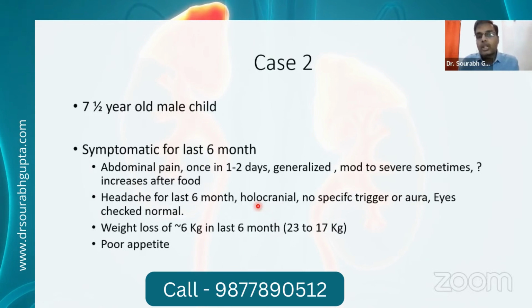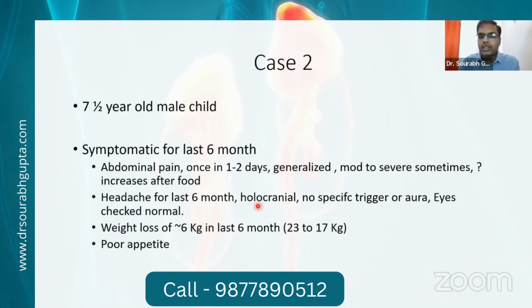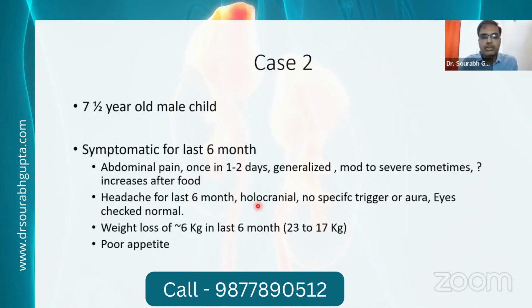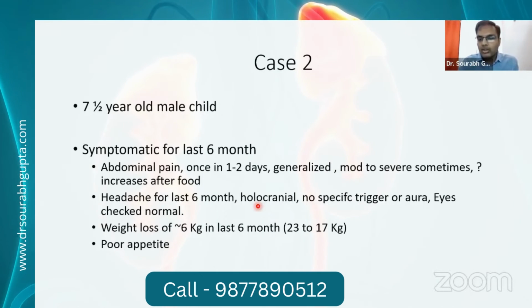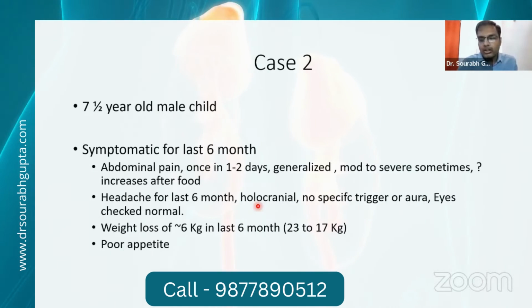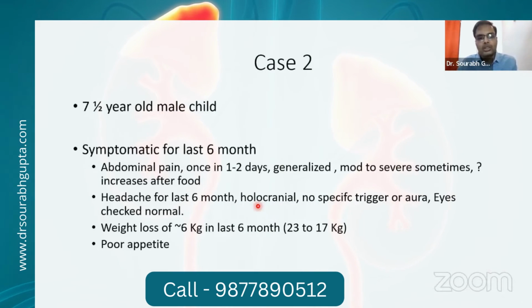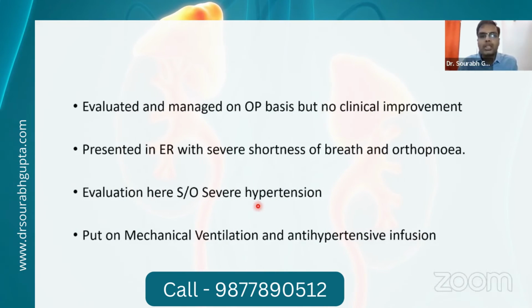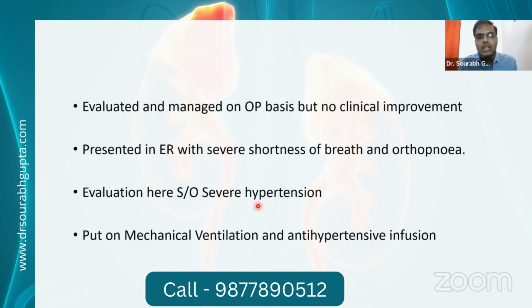Hypertension and headache were there for the last 6 months, with no specific features, and he has lost around 6 kg weight in the last 6 months. A child who used to weigh 23 kg became 17 kg in the last 6 months, and he was having very poor appetite. So not a very well child. He didn't have evaluations done in the last 6 months and developed a lot of weight loss. So something chronic is going on which has not been evaluated. So he came to the ER. He was being managed on an OPD basis, but we don't have any records.